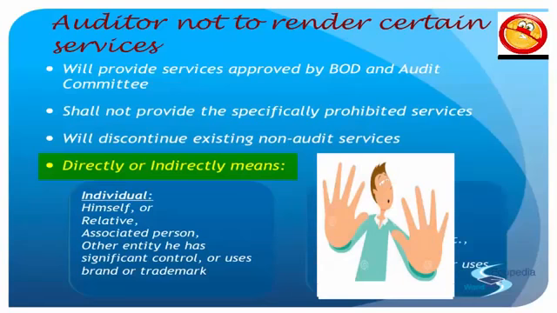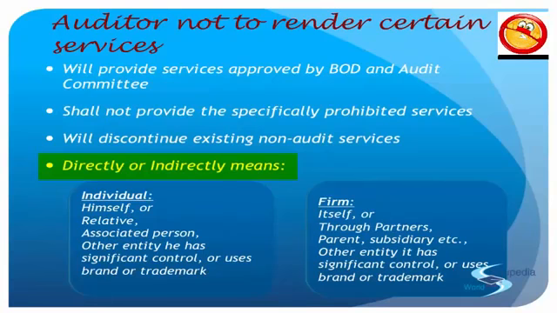Okay. Next, if we talk about a firm, so the firm itself, its partners who are the partners in the same firm, then the parent company, parent firm, or the subsidiary firm, any other entity where they have significant control, or where they use the common brand or trade name. So in the individual case, when I took the example of KPMG, it was a wrong example, right? That example will actually suit well in the case of a firm.